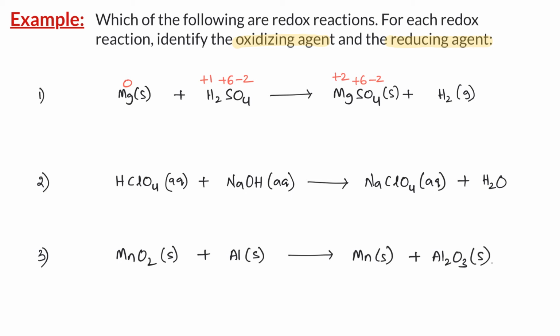Next, hydrogen. Hydrogen is in its elemental form. Therefore, the oxidation number of each hydrogen is 0.